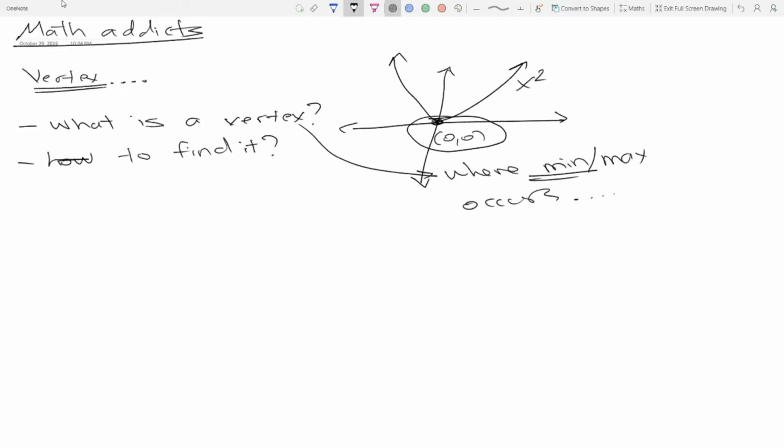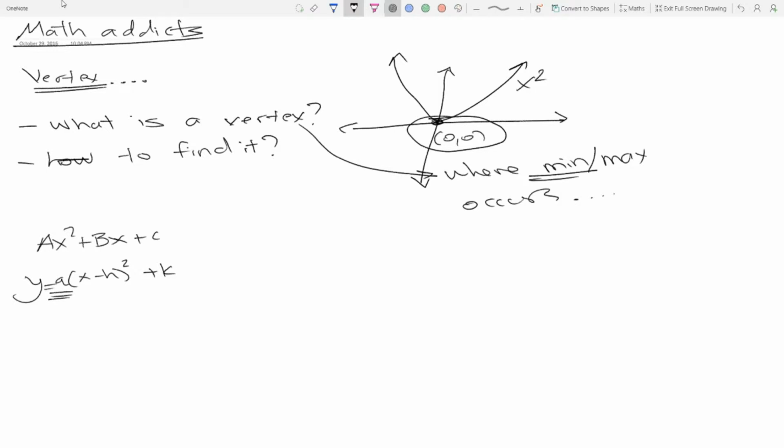So there's something called standard form, which is ax squared plus bx plus c, right? Where a, b, and c are just constants. And the vertex form is y equals a(x minus h) squared plus k, right?